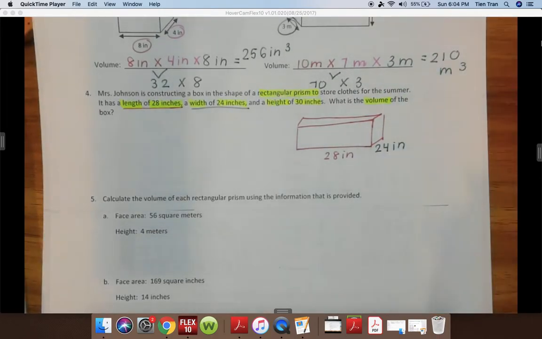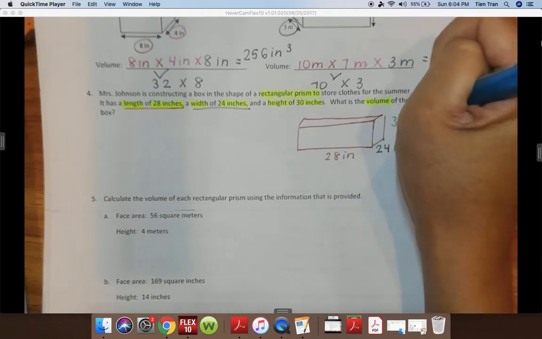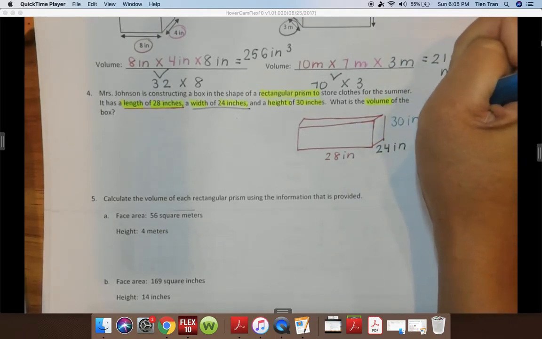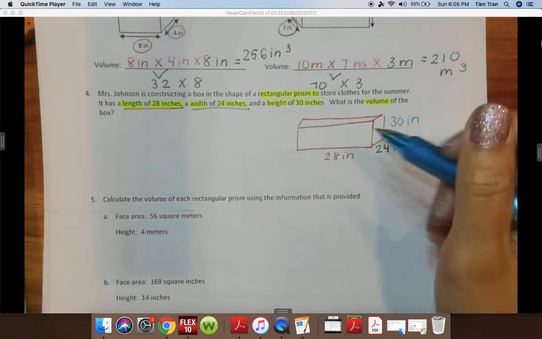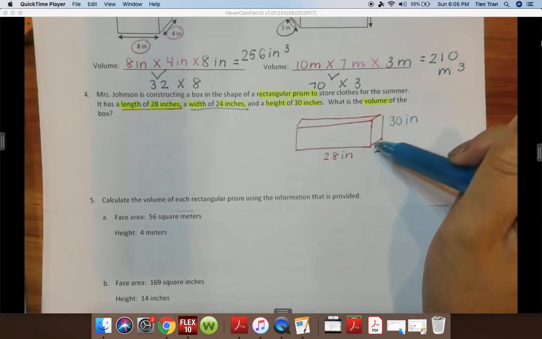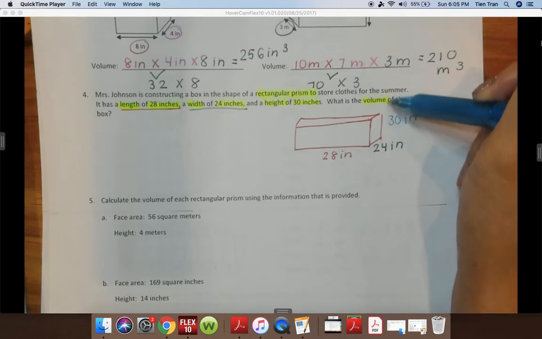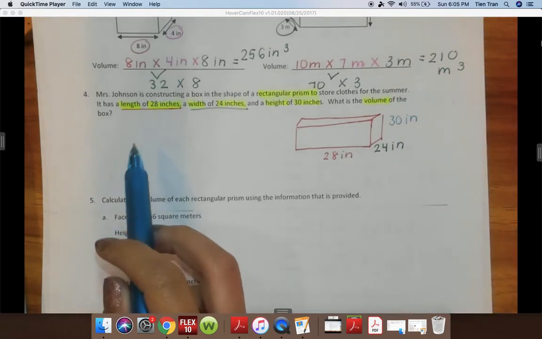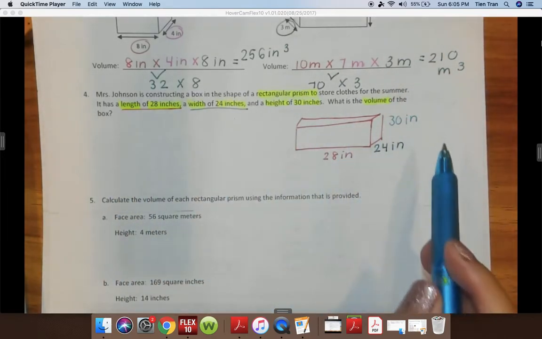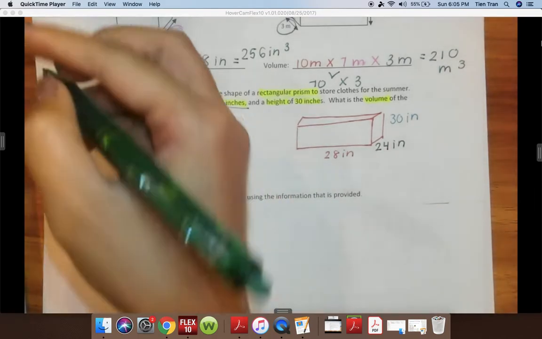So Miss Tran did not draw a box that really accurately shows what it looks like, but you guys can kind of get the idea that it's a rectangular prism. This would have been a little wider, and also right here, 30 inches would have been a little higher too. So I'm going to multiply all of these numbers together in order to get the volume.